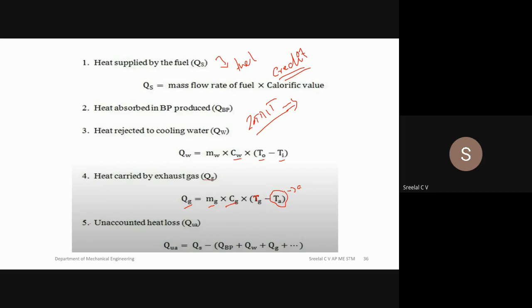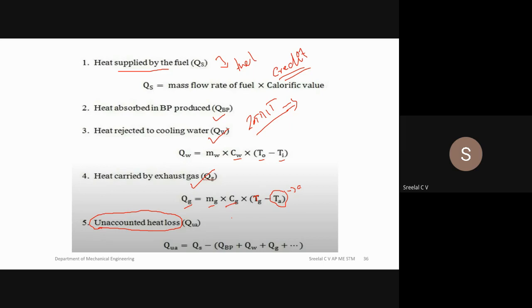One more term is the unaccounted heat loss, denoted by QUA, which is equal to the total heat energy supplied, QS, minus the other heat energy, that is the heat absorbed in BP, the heat rejected in the cooling water, and the heat carried by the exhaust gas. Understood? Yes, sir.